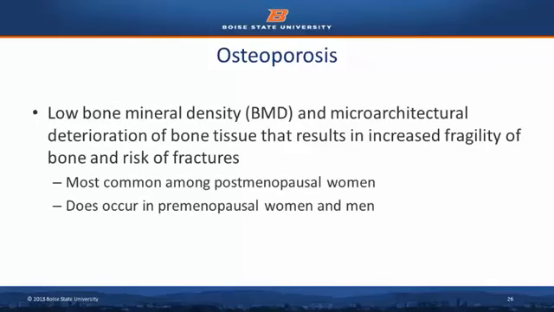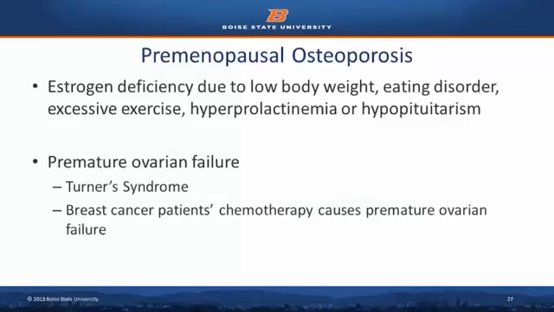Moving on to osteoporosis. Osteoporosis is low bone mineral density and microarchitectural deterioration of bone tissue that results in increased fragility of bone and higher risk of fractures. It most commonly occurs among postmenopausal women, but it does occur in premenopausal women and men. Approximately 10 million people in the U.S. suffer from osteoporosis, and 80% of those with osteoporosis are women, 20% men.